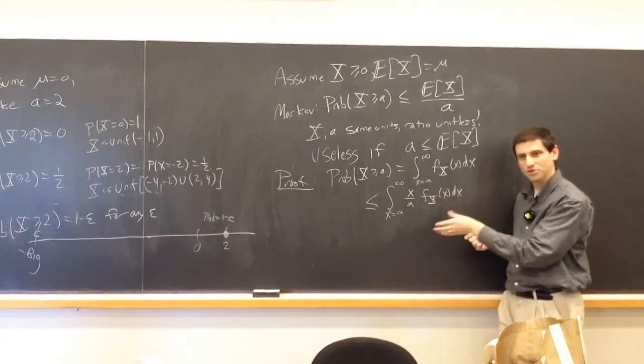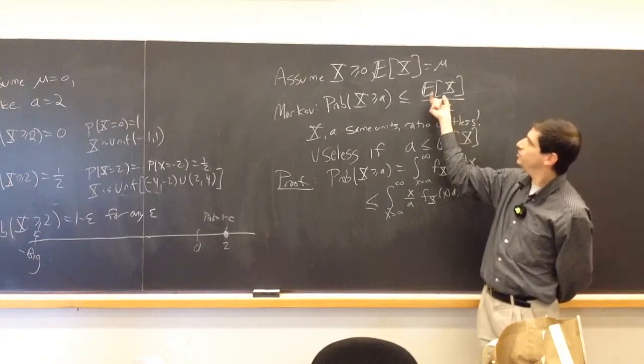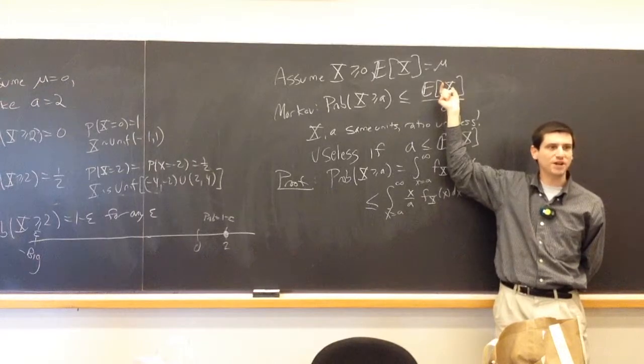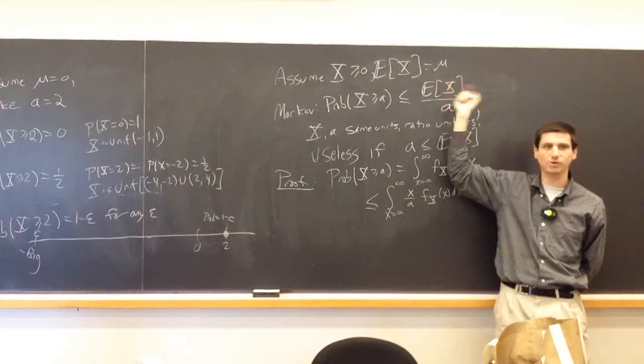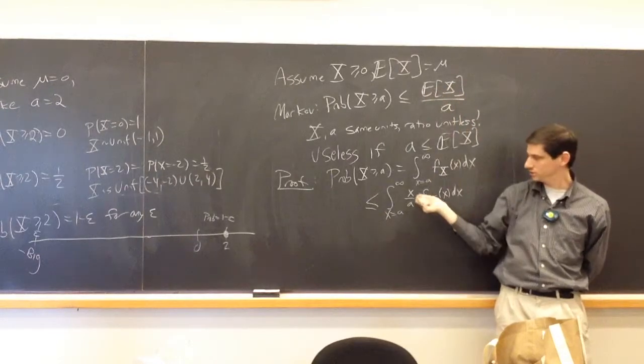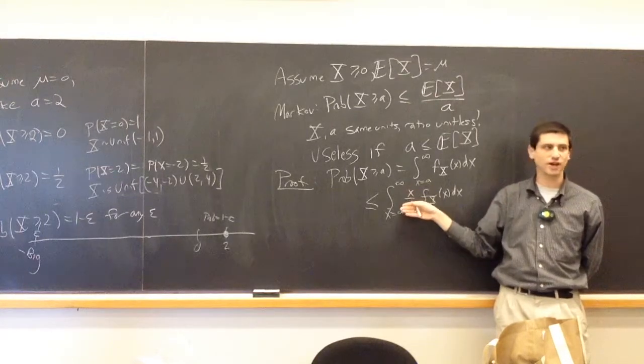Not quite, almost. But it's looking like an expected value. Over here, notice that we're trying to get an expected value of x. Well, if we're trying to get an expected value of x, I should have an integral of x p of x somewhere, x f of x somewhere, however I want to define my density. How can I get that? Well, I can't just multiply by x.